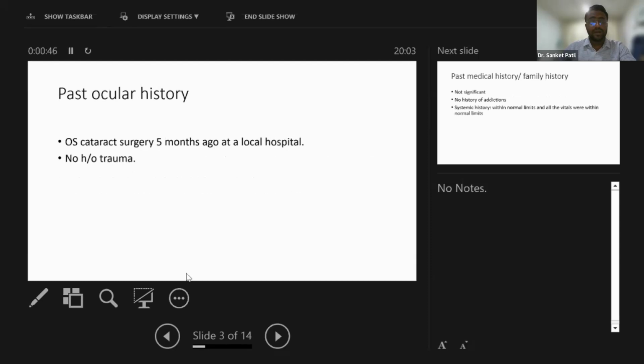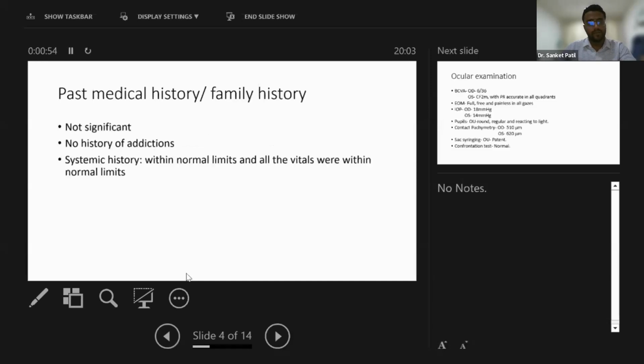Past ocular history, she had a history of cataract surgery in the left eye 5 months ago at a local hospital. There was no history of trauma. Past medical history is not significant. There was no history of addictions. In systemic history, all the systemic history was within normal limits and all the vitals were within normal limits.